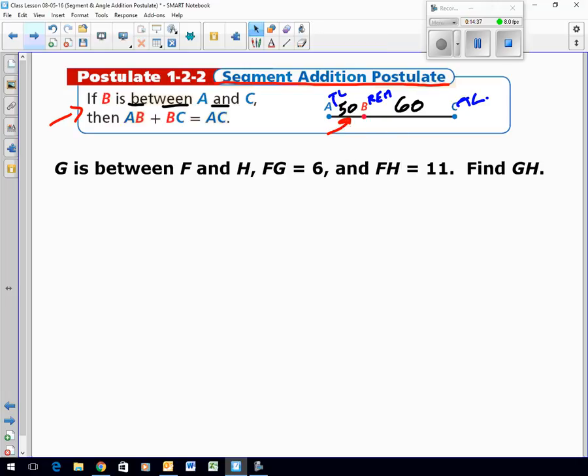Okay, so how will you see it written? You'll see it written like this. The whole deal, A to C, would be 110. Okay, with me? I got a problem up here that we're going to work together. Here we go. G is between F and H. F to G is 6, F to H is 11, find G to H.